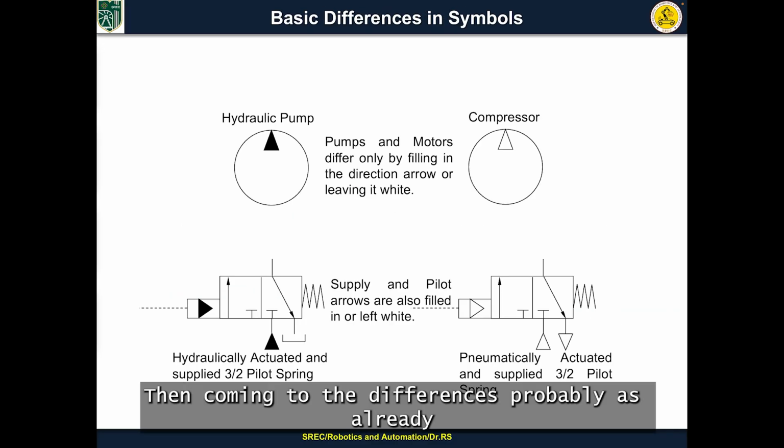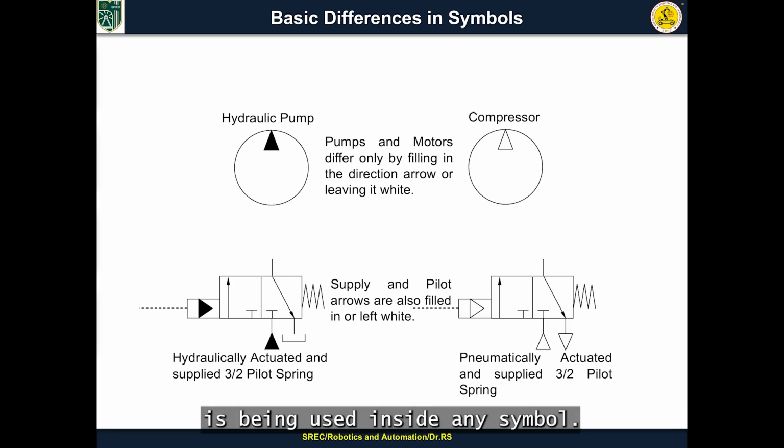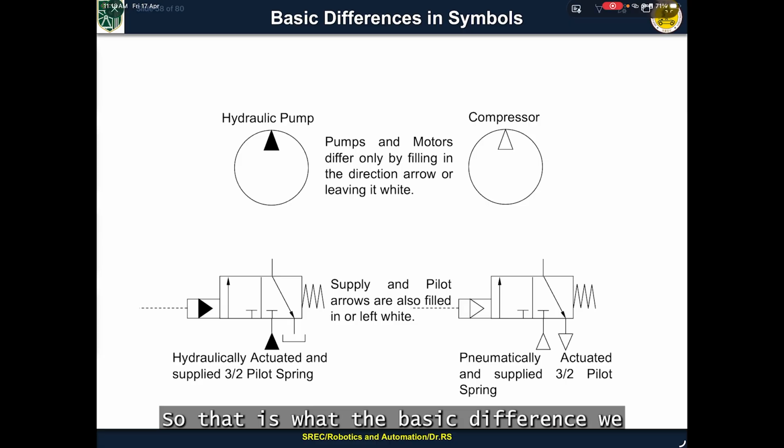Then coming to the differences, as already told, the major difference is the triangle that is being used inside any symbol. For example, in case of hydraulics, we have to draw the triangle shaded. Then in case of pneumatics, it is a triangle without shading. So that is the basic difference we have between hydraulics and pneumatics.